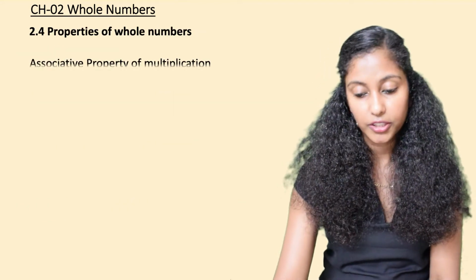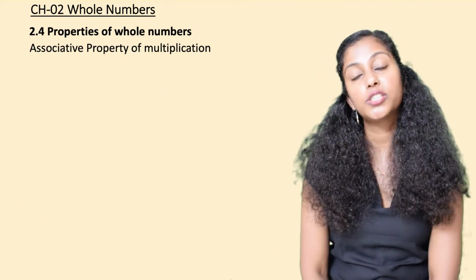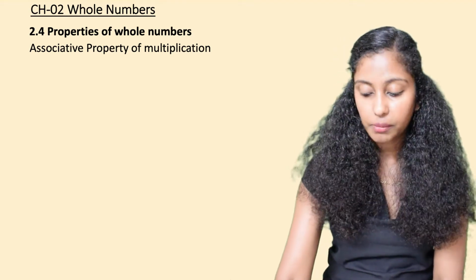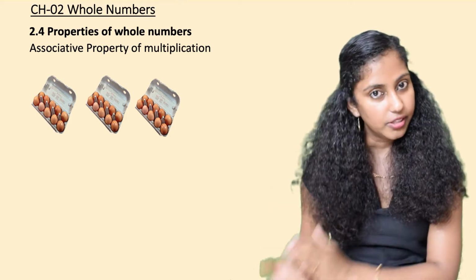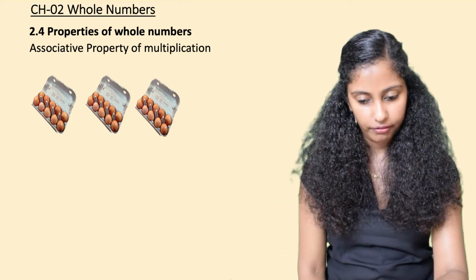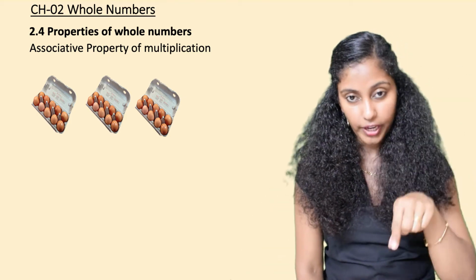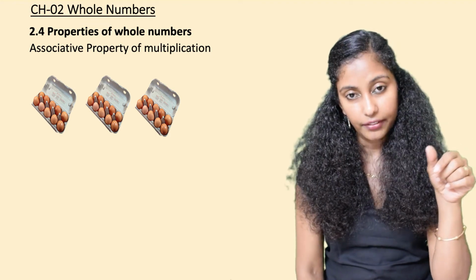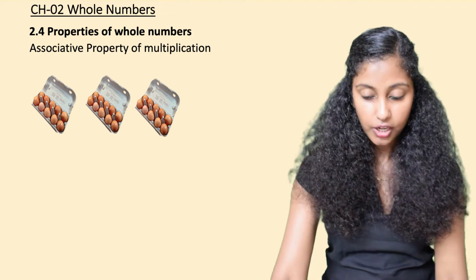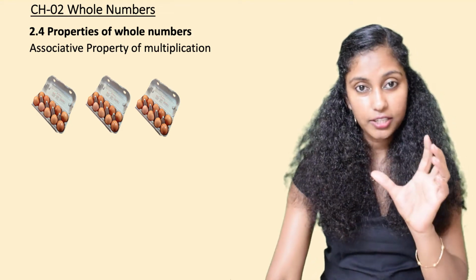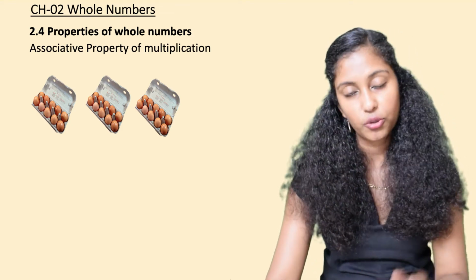Now we proceed further to check the associativity of multiplication. Here we can see there are 3 containers given, each of which has 2 columns and 5 rows. So in each crate there are 2 multiplied by 5, altogether 10.